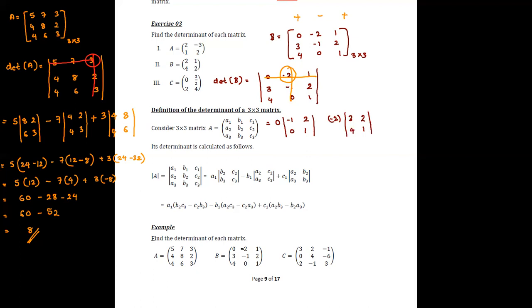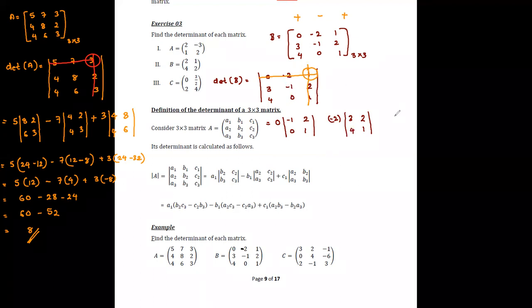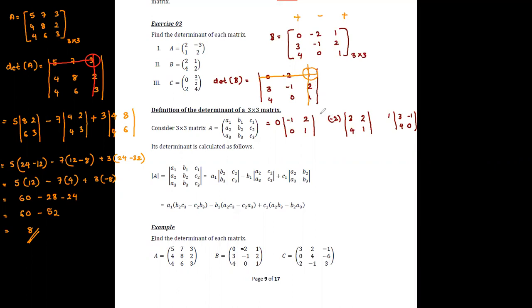Then the next set of values has to be used. First row, third column values. Then we have to cut off the first row and the third column. Once we write down the values, we get 1, then 3 with -1, 4 with 0. Now we have finished the identification of the terms.